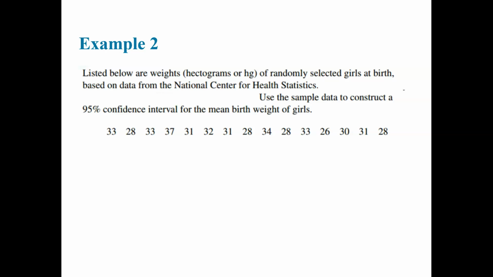So example 2, we've got all this data here, and it wants us to use the sample data to construct a 95% confidence interval for the mean birth weight of the girl. So first, we can assume it's a simple random sample based on who we got the data from, and it is normally distributed as well. We can assume that it's normally distributed from a previous problem. This one actually states that it's normally distributed. So let's go to our calculator.